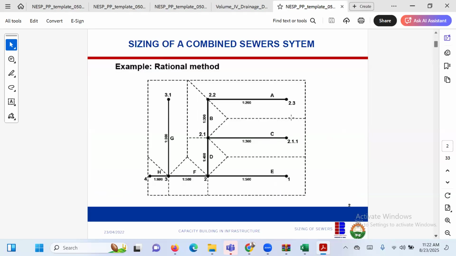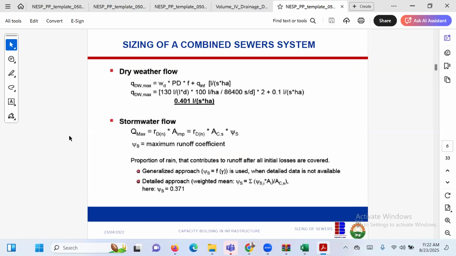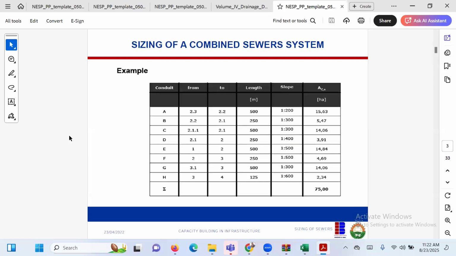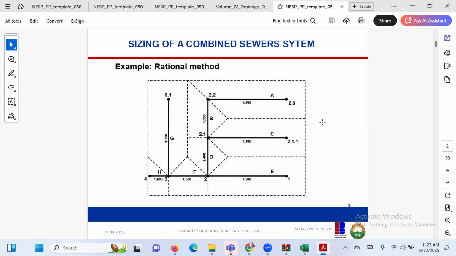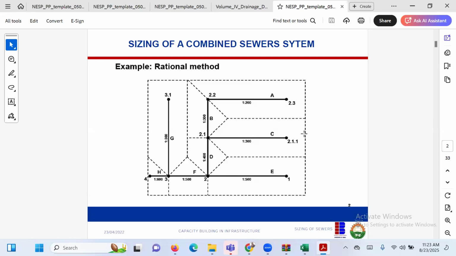So, for instance, this is catchment A. This is the border of catchment A, from here to here to here to here. The area is 15 hectares. Catchment B is 5 hectares. Now, if you go here, you see catchment B is not as big as catchment A. It's 5 hectares. Catchment C is as big as catchment A. Look at it.